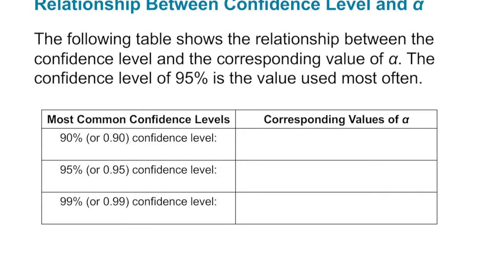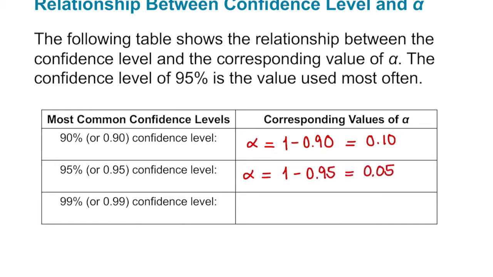There are many different confidence levels, but the most commonly used are 90%, 95%, and 99%. If your confidence level is 90%, in order to find alpha, you take 1 minus 0.90, which is 0.10. If the confidence level is 95%, alpha is 1 minus 0.95, which is 0.05. And if the confidence level is 99%, alpha is 1 minus 0.99, which is 0.01.